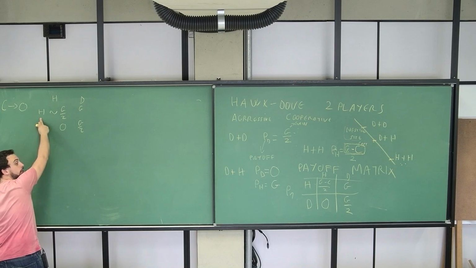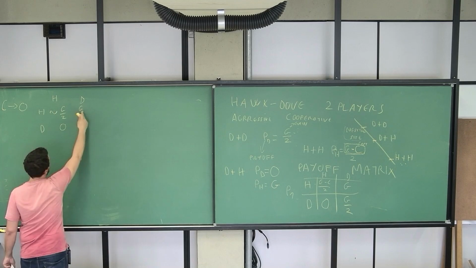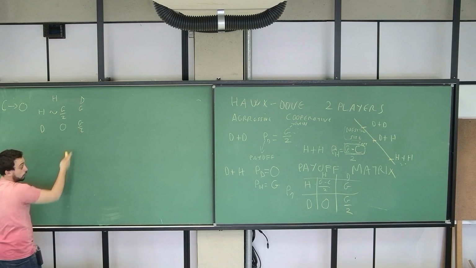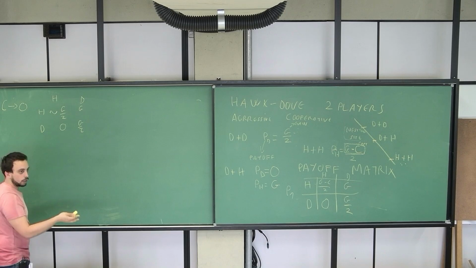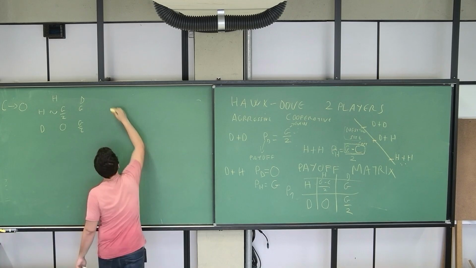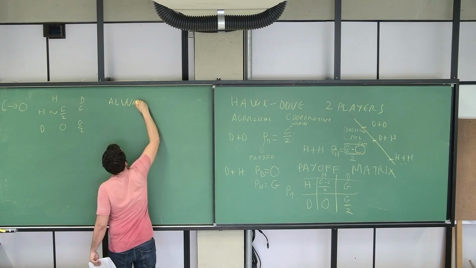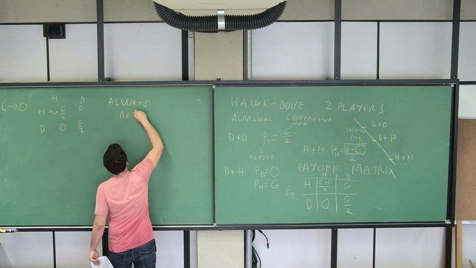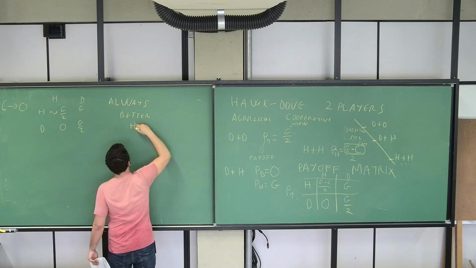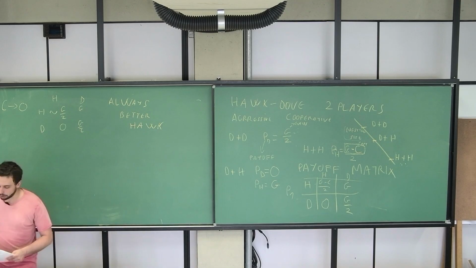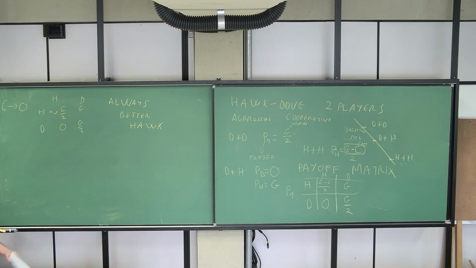In the same way, if you're a hawk and play against a dove, you get G, and if you're a dove and you play against a dove, you get G over 2. Therefore, it's better to be a hawk also if you play against a dove. So it's always better to be a hawk. All right, so this is intuitive, right? If you don't pay any cost and you're stronger, why would you play the weaker player?